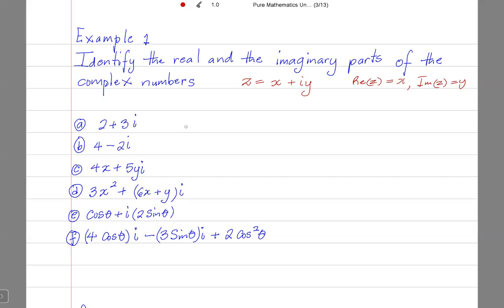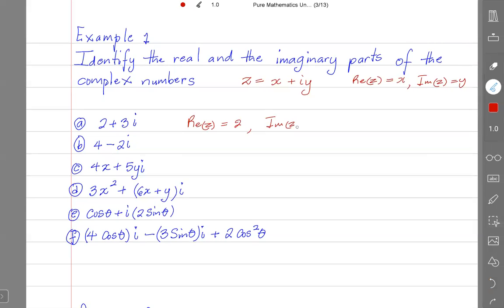So A, I would say that the real part of the complex number Z for A is 2, and that the imaginary part of the complex number Z is 3. That's all you have to do. What I want you to do is write the question and complete the example. Do that very quickly, please.